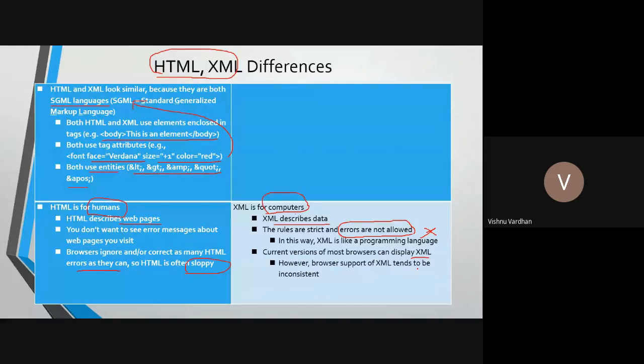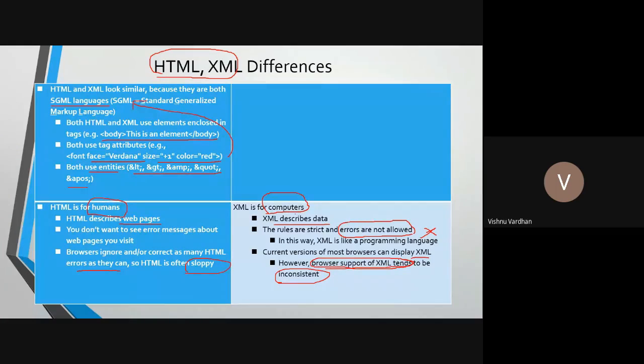However, browser support of XML tends to be inconsistent. Even though it is standardized, most of the time if you open the XML document in Mozilla Firefox, it will display in a different way. And if you open that same file in Chrome, you get a slightly different view. And in Microsoft Explorer, it may be given with some colors, extra structure in that way. So all these browser supports are there, but they are not at all uniform.